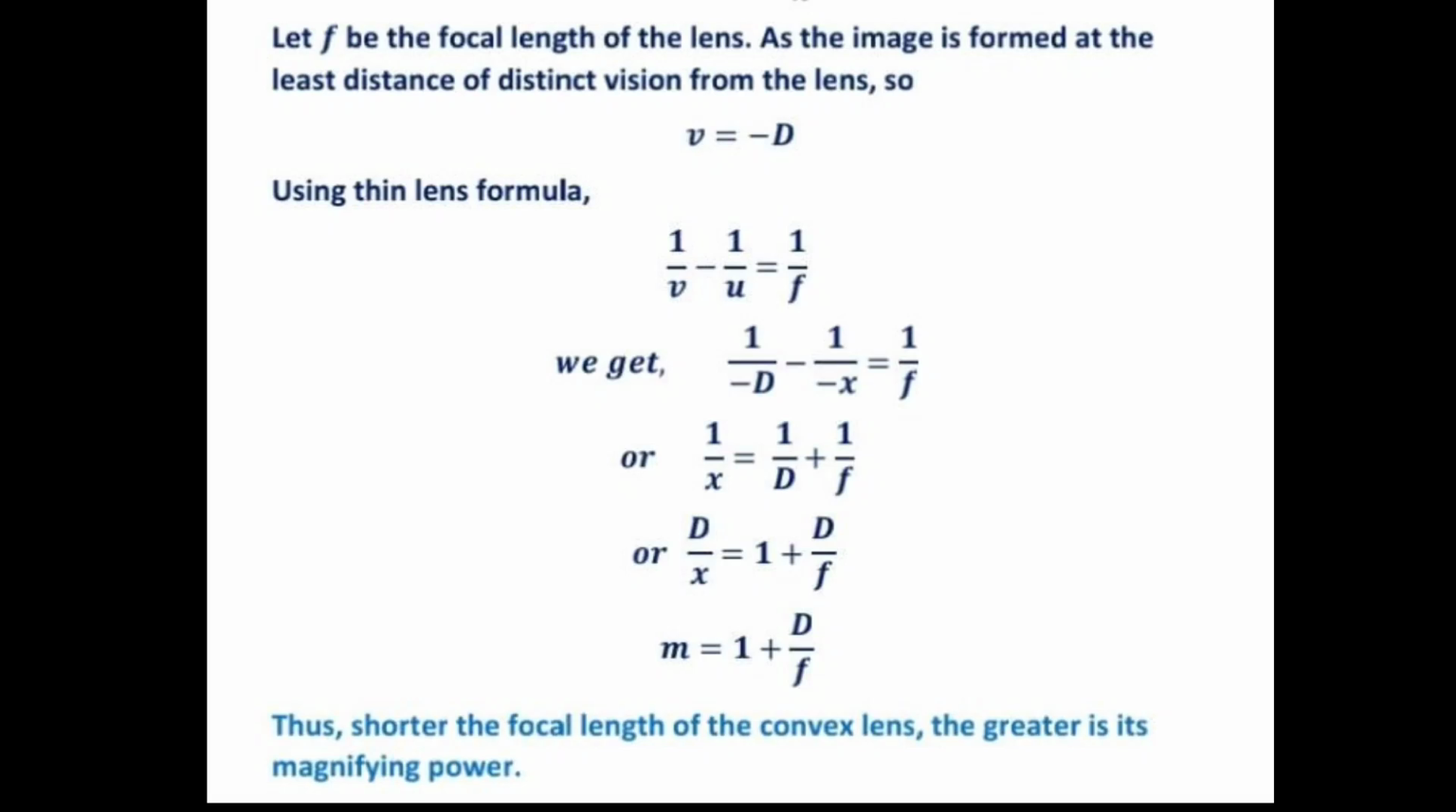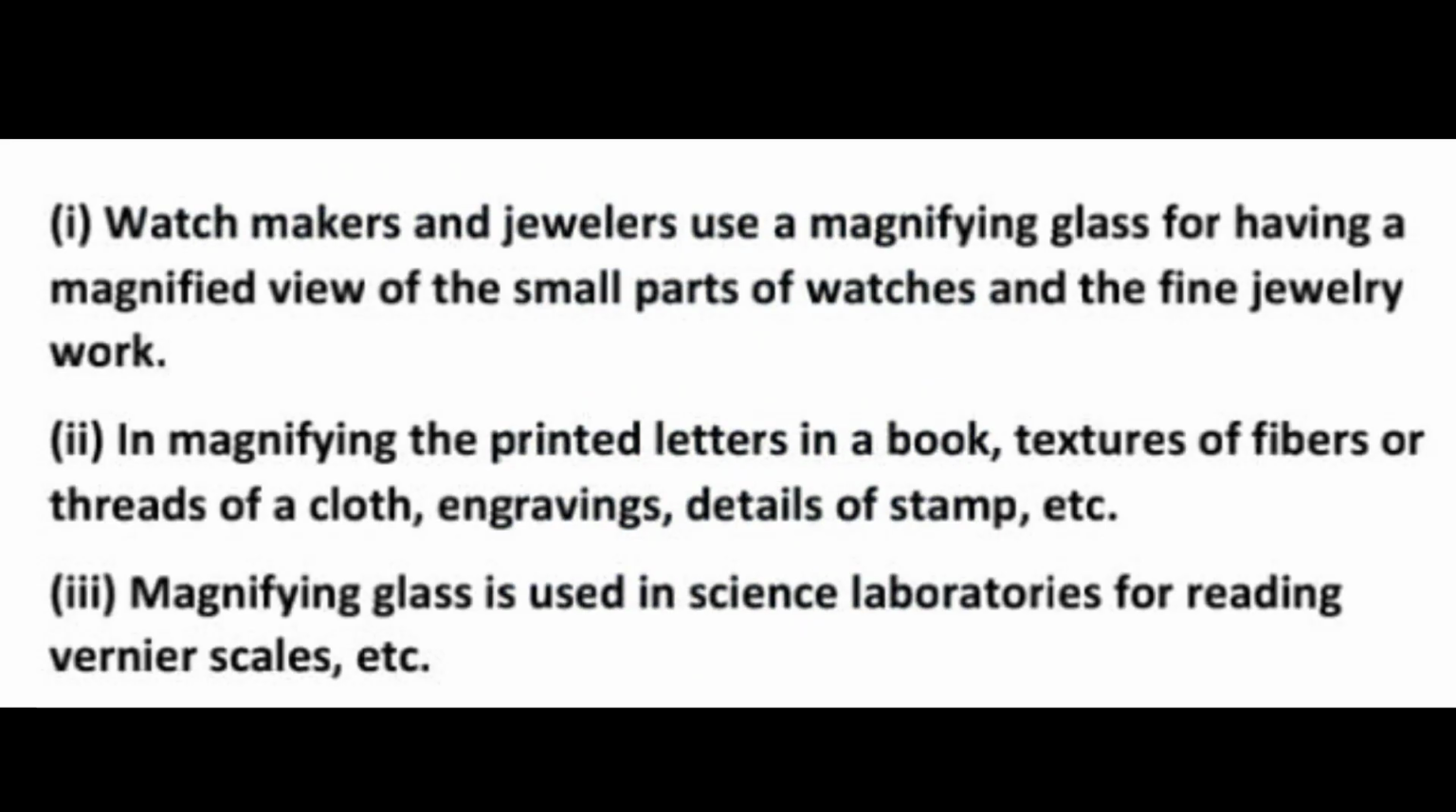We get a relation in the form of 1 by x. Then by doing the respective calculations, taking D as common, we create a relation D upon x is equal to 1 plus D by f. We know that D upon x is equal to the magnifying power, as we did in the previous slide. So we just replace D upon x by m, and we get a new relation, m is equal to 1 plus D upon f. So it is very clear from this relation that the shorter the focal length of the convex lens, the greater is its magnifying power. There are various uses of the simple microscope or magnifying glass.